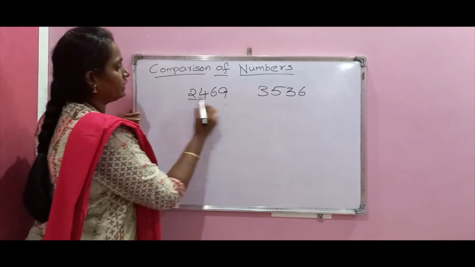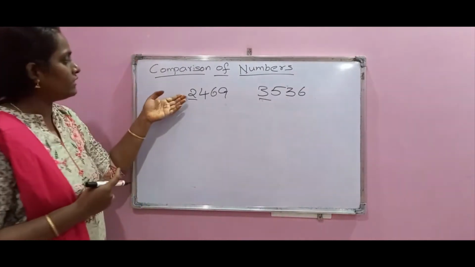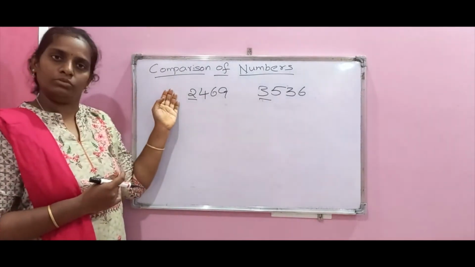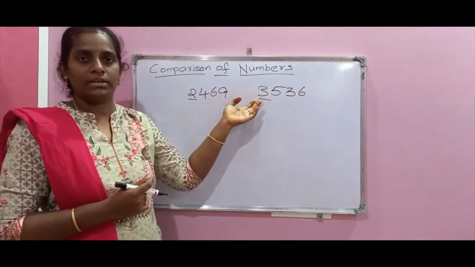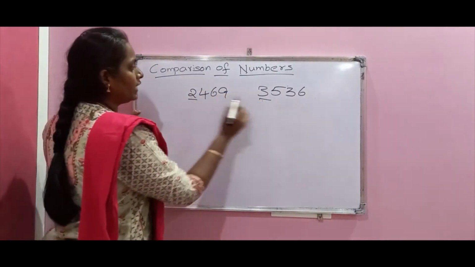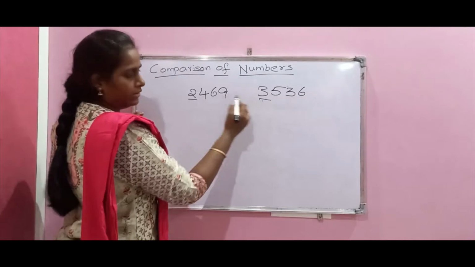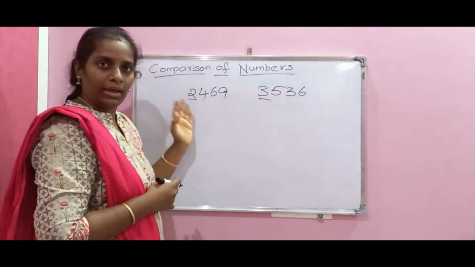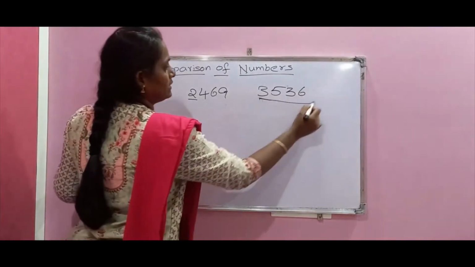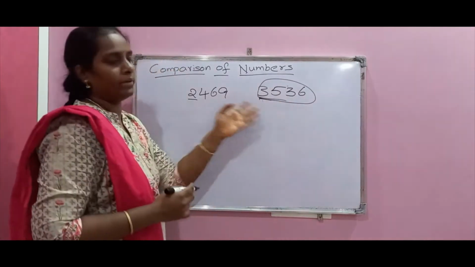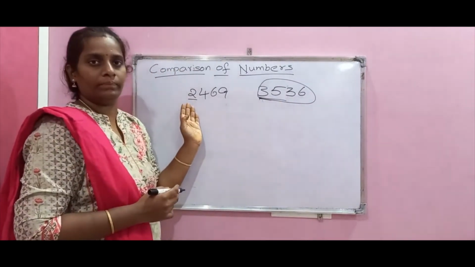First, check the first digit. What is the first digit here? 2. What is the first digit here? 3. So, is 2 greater than 3? No, 3 is bigger than 2. So this number is the greatest number compared to this number. Okay.